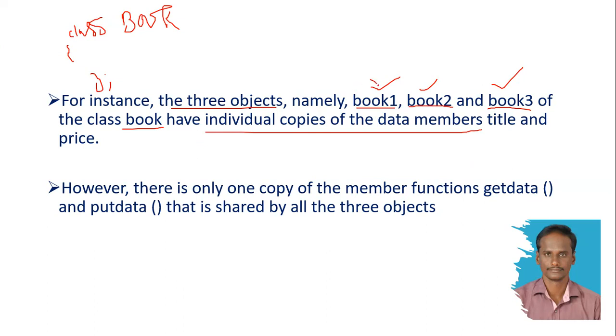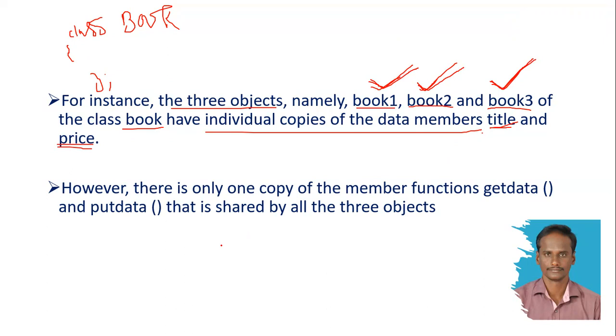For book 1, you have an individual copy of data members. For book 2, you have an individual copy of data members. For book 3, you have an individual copy of data members, right? The data members are title and price. The book class contains two data members, one is title and another one is price. So book 1 has an individual copy of title and price, book 2 has an individual copy of title and price, and book 3 has an individual copy of title and price.